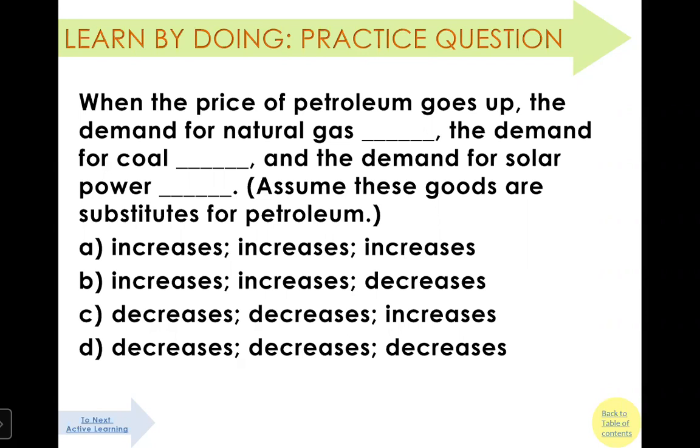Right. Okay. So let's quickly go through these questions. When the price of petroleum goes up, the question asks what happens to demand for natural gas, coal, and solar power, right? And here you just assume they are substitutes for petroleum, in the sense that they provide a good source of energy, right? Okay, and then the answer naturally is going to be A, right? Because the price of this increases and the demand for this goes down. You're looking for alternatives, either natural gas or coal or solar power, right?